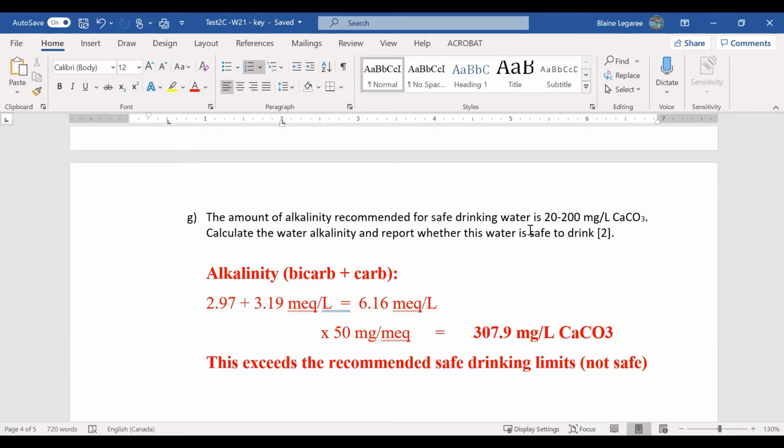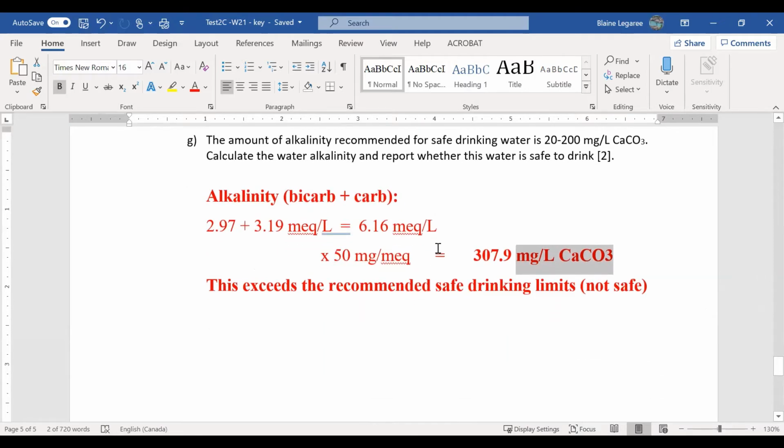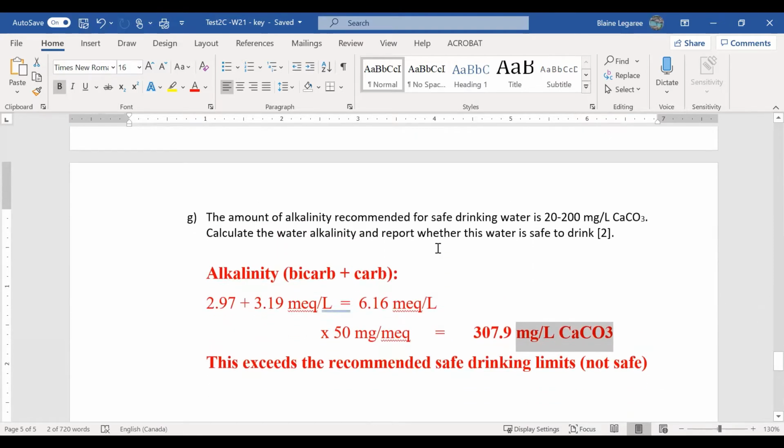So make sure with your units, by the way, that you use milligrams per liter calcium carbonate, not just milligrams per liter. Technically the units are milligrams per liter calcium carbonate. So make sure that you have that. Okay, hopefully that was straightforward. You can always review the video when you're looking at your test and see where you went wrong.